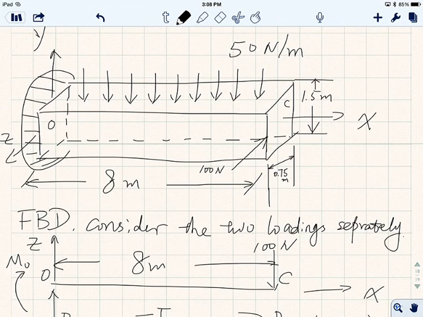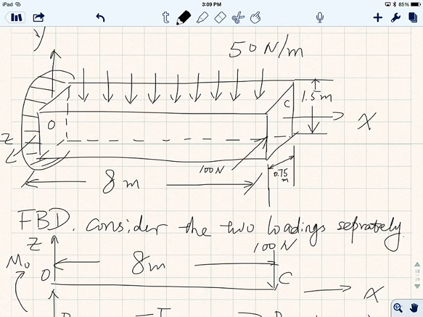So it's a beam with two-dimensional loading. You have a distributed load on the surface in the XY plane, right? And you also have a concentrated load in the XZ plane. So you have a concentrated load pushing it into the wall while you have a distributed load pushing down, okay?